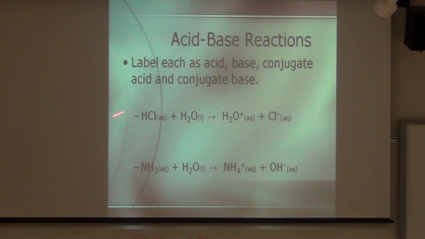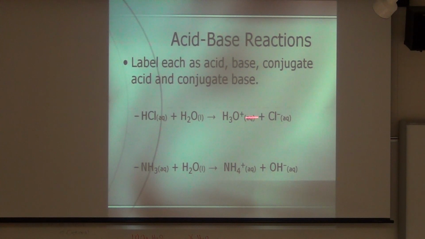So let's have a little look-see at this guy. This one is not on your sheet, I'm afraid, but it's so skinny you could fit that in lots of different places on that sheet. HCl plus H2O yields H3O plus and Cl minus. So in that equation, we want to identify what's the acid, what's the base, what's the conjugate acid, what's the conjugate base.